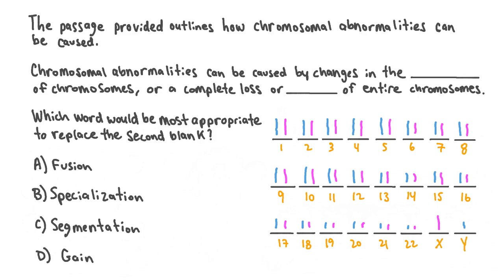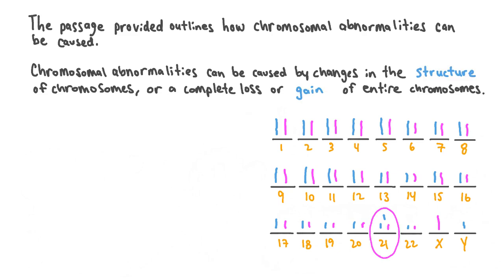Some syndromes, such as Down syndrome, are caused by an additional copy or a gain of chromosome 21. Because there's now 3 copies of this chromosome, there's now additional copies of the genes that it contains. This additional genetic information can cause problems for the cell that are manifested as Down syndrome. Therefore, the word that's most appropriate to replace the second blank is gain. Therefore, the passage now correctly reads, chromosomal abnormalities can be caused by changes in the structure of chromosomes or complete loss or gain of entire chromosomes.